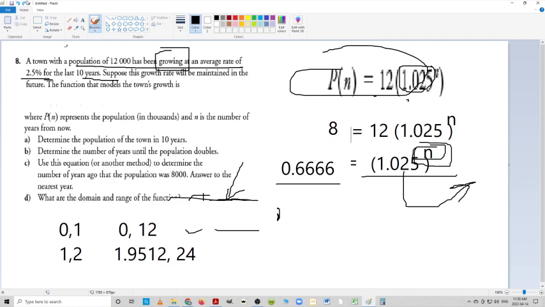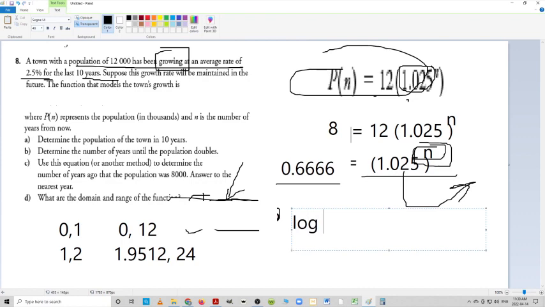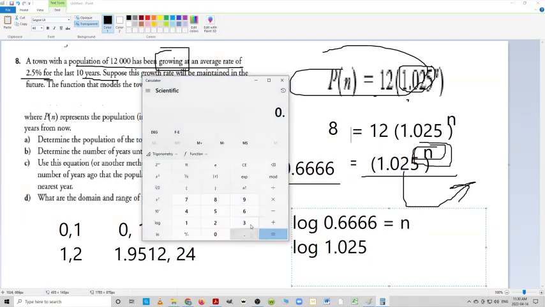Now, you can still do the same log thing, and you end up getting log 0.6666 divided by log 1.025 will be equal to n. So that'll give us a good idea. And we should get a negative number.